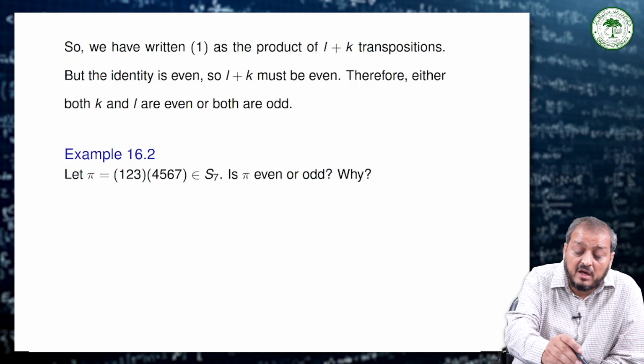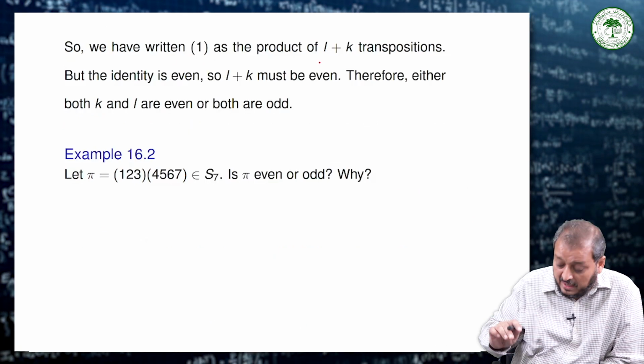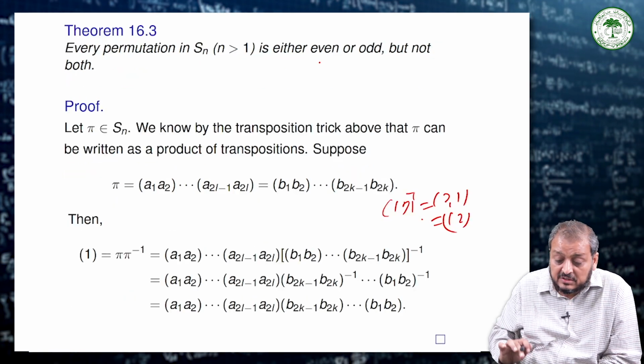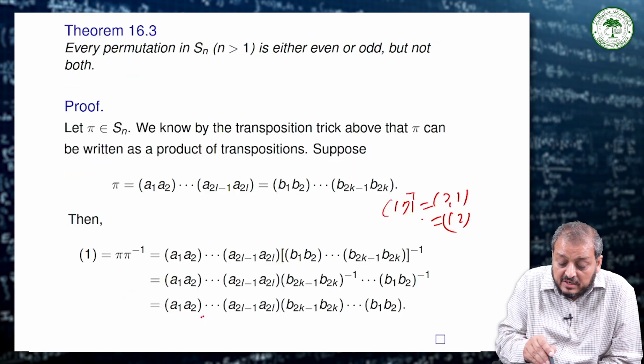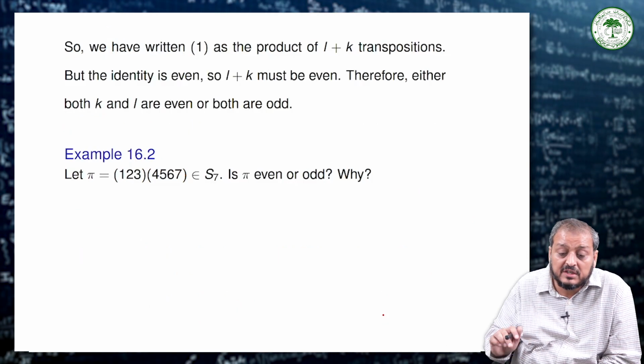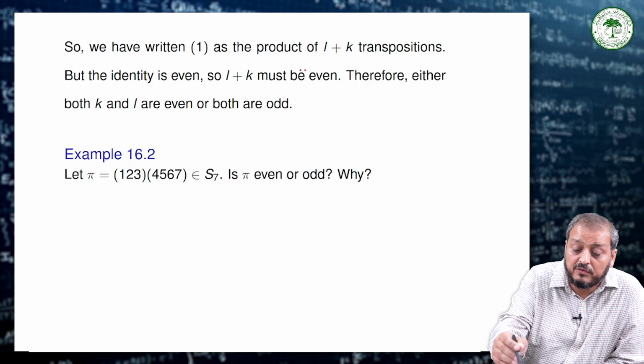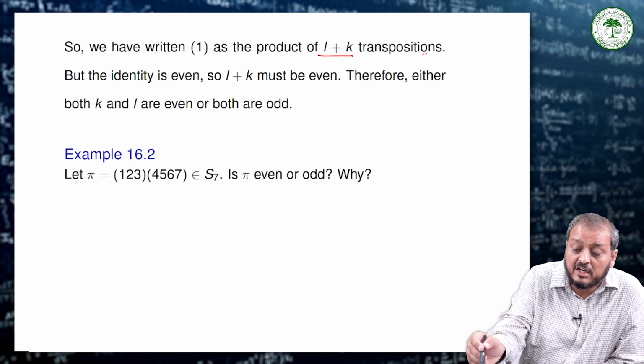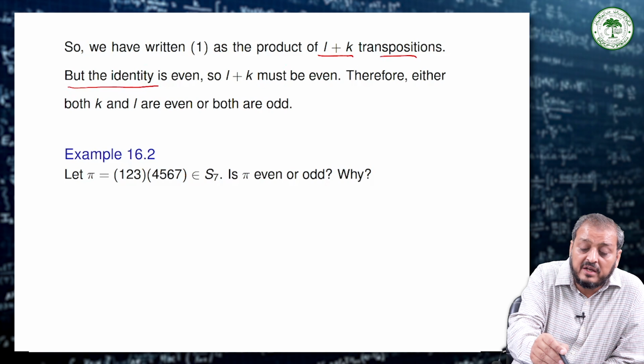Now you can see the identity is written as a product of l plus k transpositions. Clearly we have l and this is equal to k. So we just say it is a product of l plus k transpositions, but the identity is even.